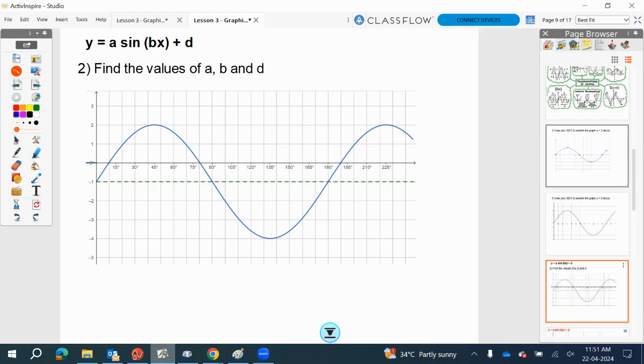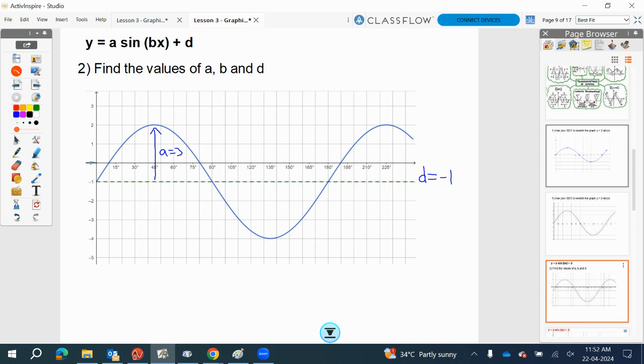So first up, let's identify the principal axis. Here we can see that D is equal to -1. We identify the amplitude. We can look at this distance here. So A is equal to 3. And then lastly, we need to find the period.